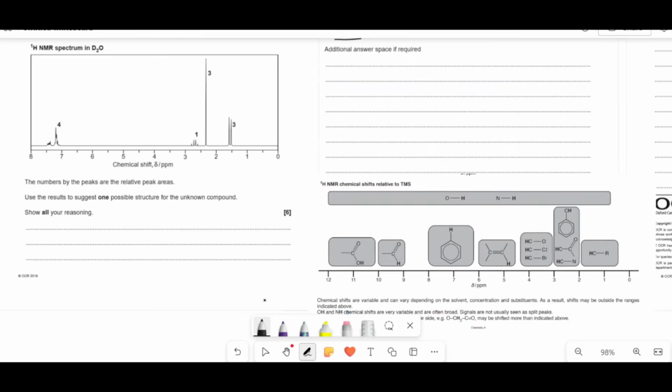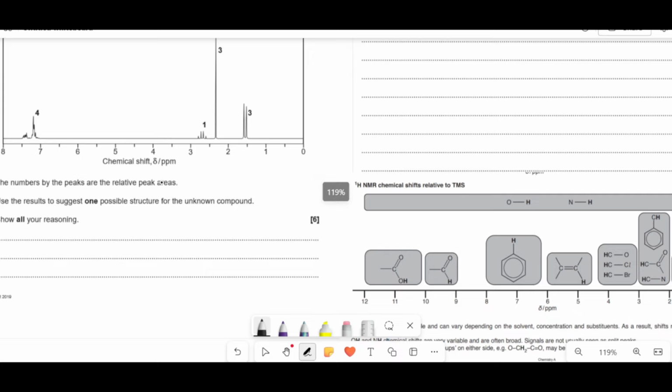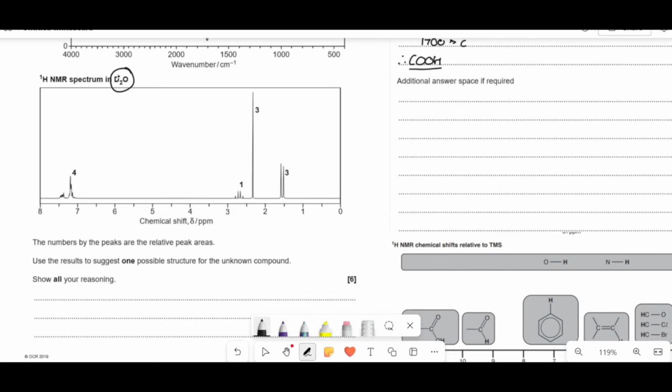There's a couple things to this. First thing is, number one, get all the pieces of the puzzle, then draw everything together. But don't even look at these numbers yet until you've figured out the properties of every single peak. First off, we know that this has been run in D2O.